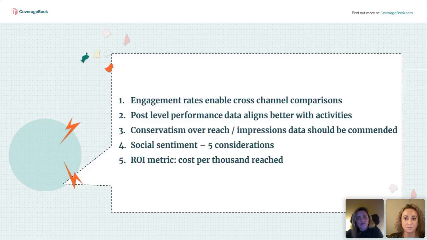Be conservative in your reach impressions. Use a tool such as CoverageBook to give you those estimated coverage views. Don't use huge follower numbers. If you're reporting on earned news, do not use monthly site-wide audience figures as a proxy for your reach. You've got to be more credible in terms of reporting your reach. Bear in mind some of those considerations around social sentiment, and consider cost per 1,000 reached as a potential ROI metric, because once you know how many people you've potentially reached using your CoverageBook export, and you probably know how much money you've invested, it's just a simple calculation.